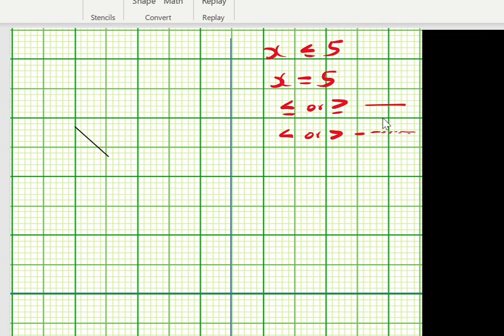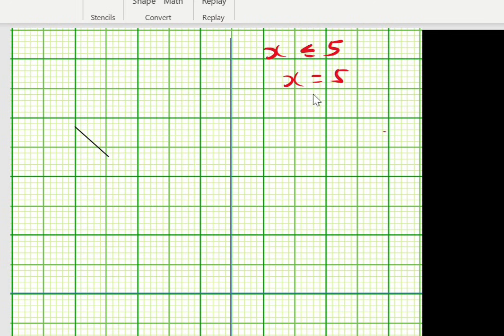So when it is less than or equal to, continuous line. When it is less than or greater than, with no equal to, use a dotted line. I hope I'm clear. So because this is less than or equal to, which line am I going to use? I'm going to use a continuous line. So remember our equation was x is equals to 5.